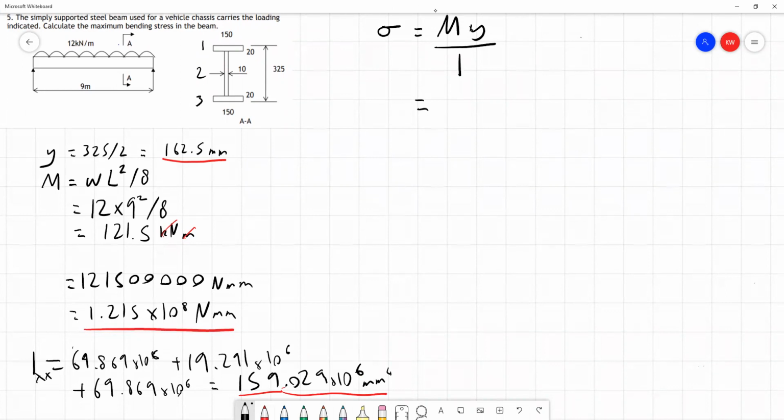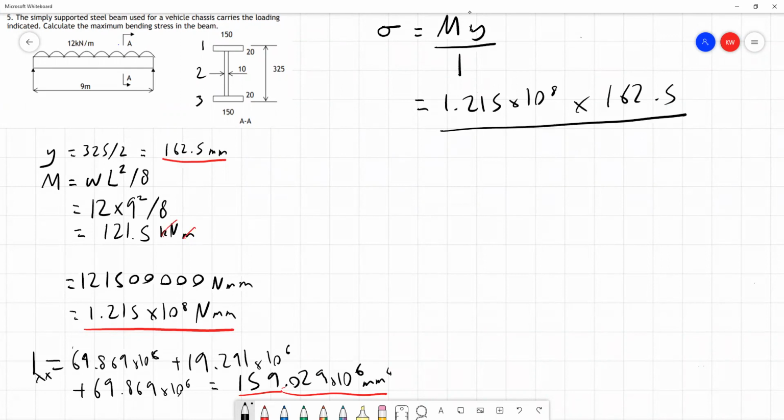We have our value for M, which is 121.5. Sorry, that's not what we got for that. Our final answer was 1.215 times 10 to the 8. Our value for Y is 162.5, and we divide that by our value for I, which is 159.029 times 10 to the 6. And if you're thinking, why is this not 1.59 times 10 to the 8? It's the same thing. I just chose to do that to keep everything consistent and save messing about with the decimal places. Where you put the decimal place, the times 10, is sometimes a matter of neatness, but it's often helpful to keep them all times 10 to the 6, all times 10 to the 8, because it lets us add things quicker by hand and saves some time in the calculator, but that would have been the same.